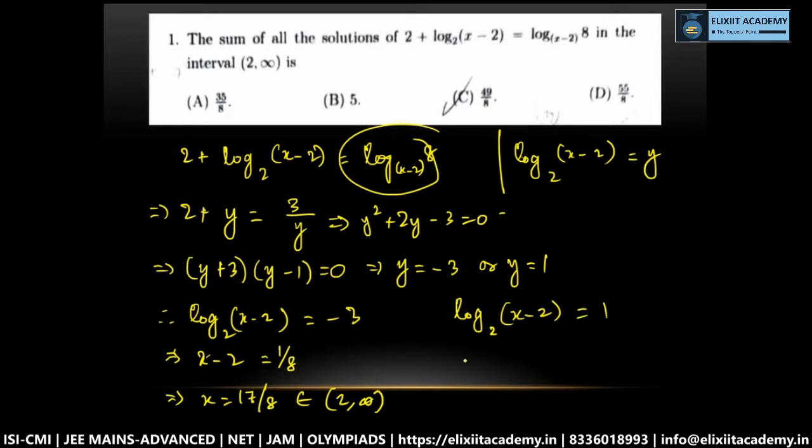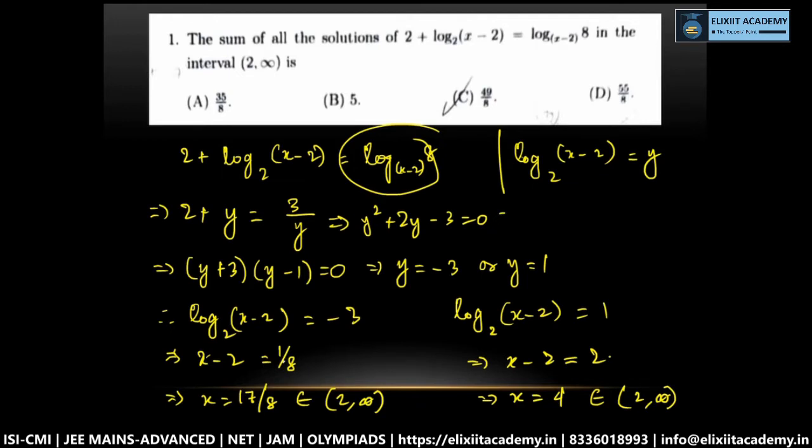Okay, and this is x minus 2. This is x minus 2 equals, this becomes 2 to the power, that's 2 only, right? So that's 2 only. x minus 2 equals 2. So basically x is equal to 4. And this also belongs to this interval, which is 2 to infinity. Right? That is also 2 to infinity.